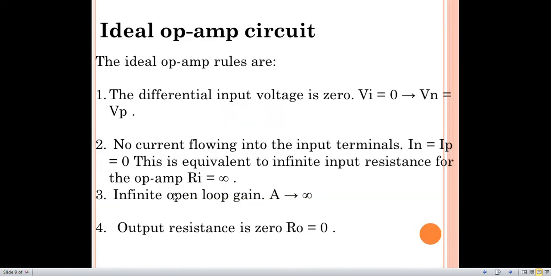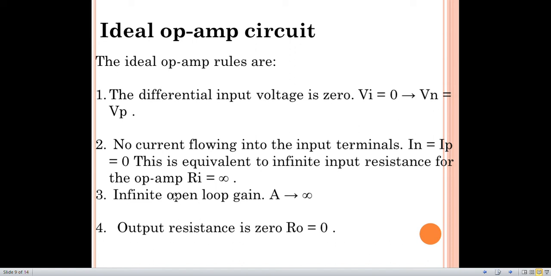This operational amplifier has some ideal conditions. The ideal operational amplifier rules are that input voltage must be 0. That means on the two ports, the voltages Vn and Vp must be equal.